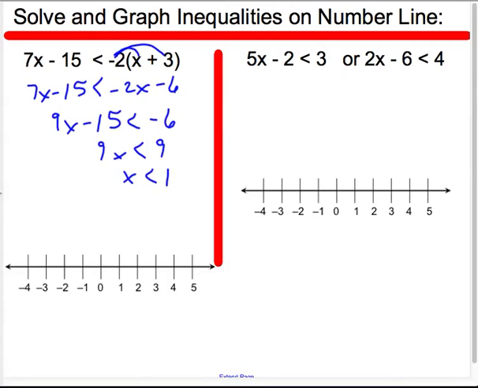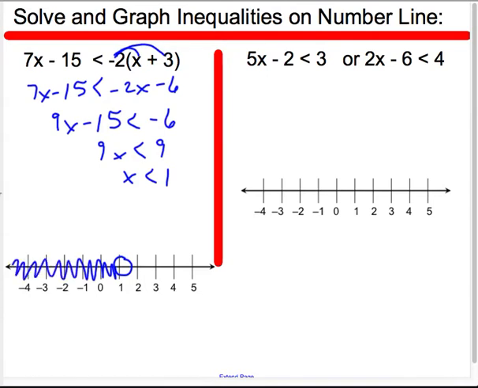Remember, if you multiply or divide an inequality by a negative, you have to flip the symbol. So that's why I chose on that second step to add the 2x to both sides, so that my coefficient for the x term was positive, and then I wouldn't have to mess with flipping the inequality. So because we have x is less than 1, that is an open circle, 1 is not part of our solution, and less than shades left.